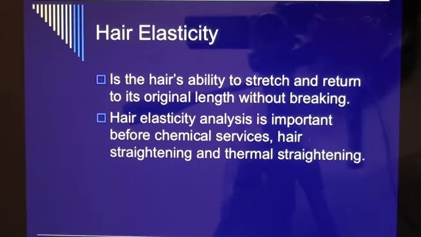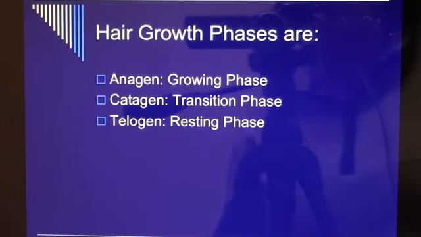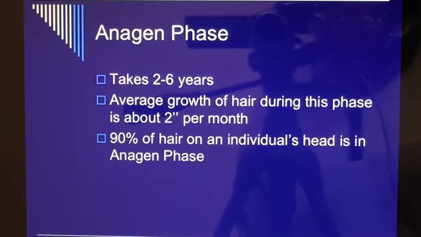Hair elasticity analysis is important before chemical services, hair straightening, and thermal straightening. Hair growth phases are Anagen, the growing phase, Catagen, transition phase, Telogen, resting phase. Anagen phase takes 2 to 6 years. Average growth of hair during this phase is about 2 inches per month.